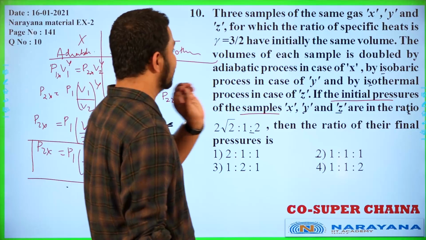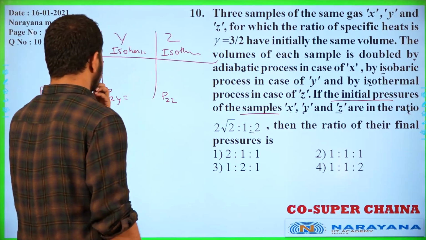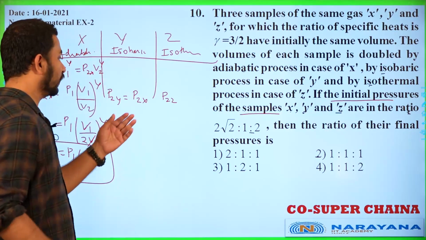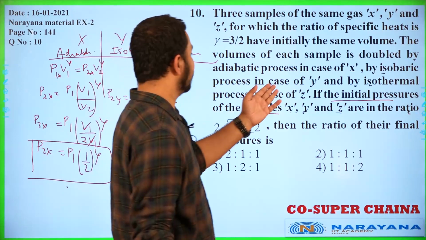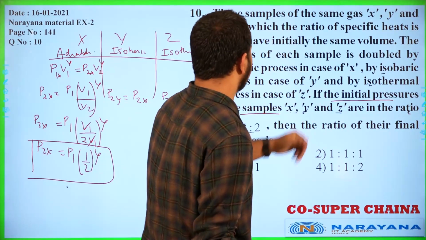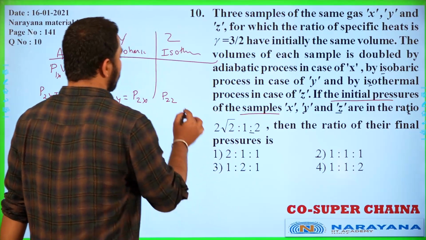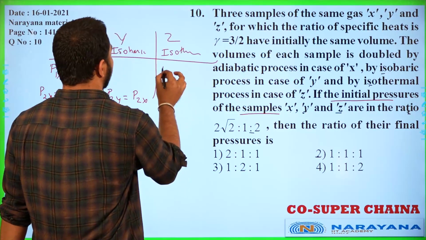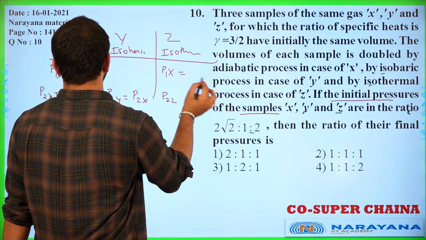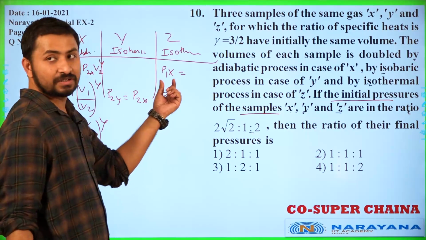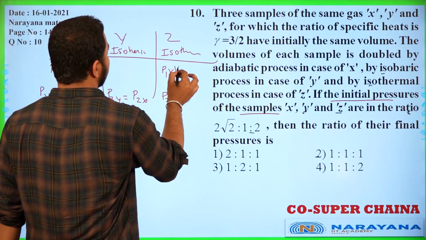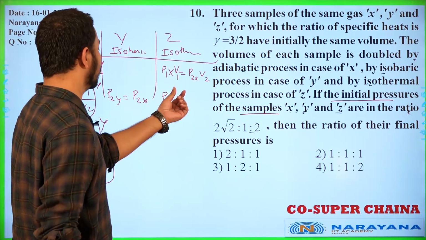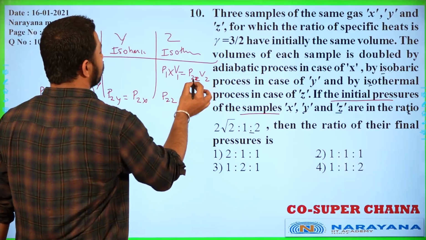Now the second process is an isobaric process. Pressure will be constant, so P2y will be the same as P2x. And P2z is an isothermal process. For an isothermal process we know P1 V1 is equal to P2 V2. So we'll write P1 V1 is equal to P2 V2, and we need to get this for Z, P2z.